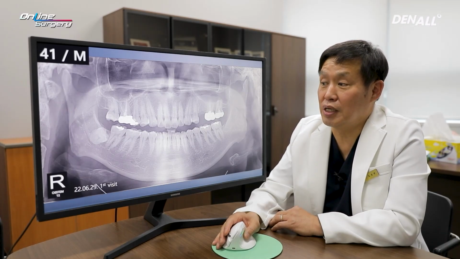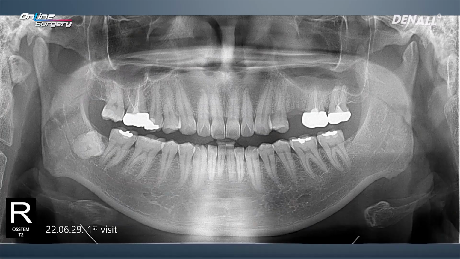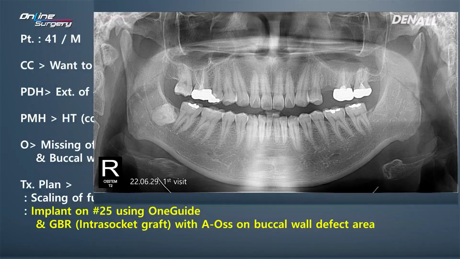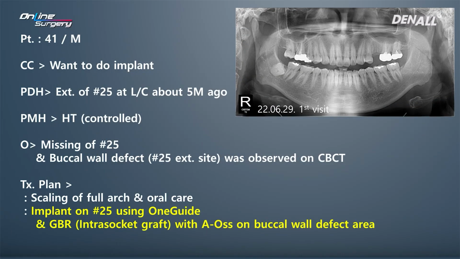This is the patient of the day. The patient is a 41-year-old male who first came in June 2022. As shown, the patient had number 25 missing. If you look at the patient history, the patient wanted implant treatment, and in number 25, it had been 5 months since extraction. It was done at a different dental clinic.